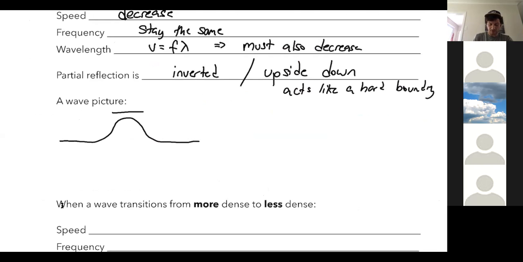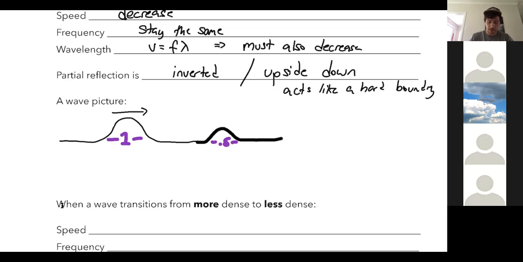Let's say this wave is going like so. Then it is going to hit a more dense medium. And what's going to happen? The wavelength gets smaller, and the speed decreases. So this thing is going to go like, maybe like that, right? See how this wavelength here, if this was say 1, then this is say 0.5, okay?